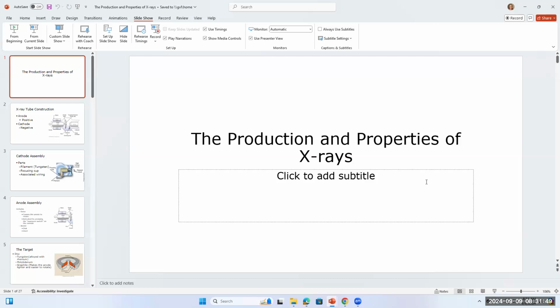Only 1% or less of those electrons' energy are going to be converted to X-rays. The rest is going to what? Heat. Heat. Yeah. Good questions. Anything else related to production and properties?